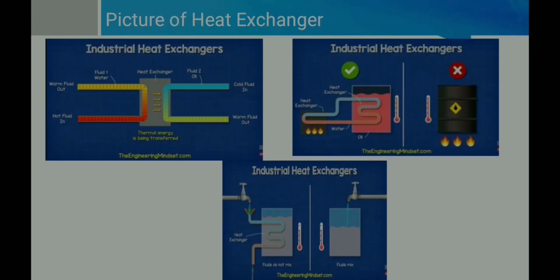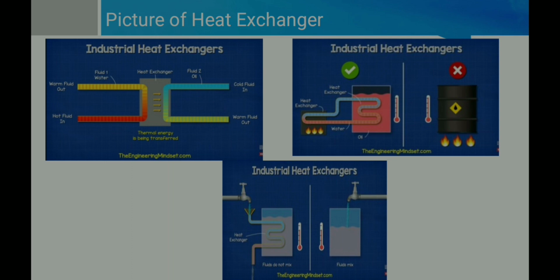Let us look at the pictures of a heat exchanger. The first image, I explained in the last slide. Let us come to the second picture. This is how an industrial heat exchanger performs. We have a barrel of oil which we need to heat, so we use a heat exchanger to increase the temperature of the oil.